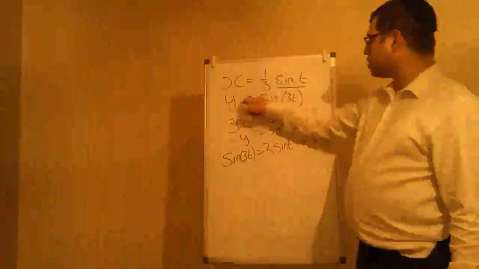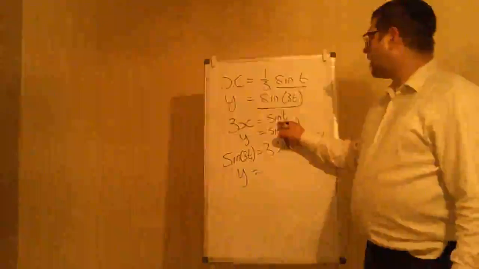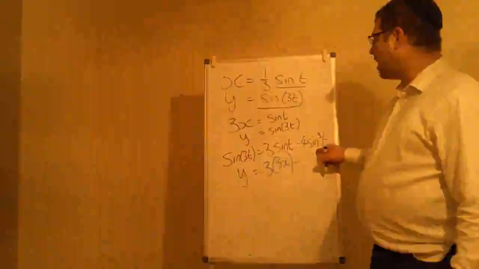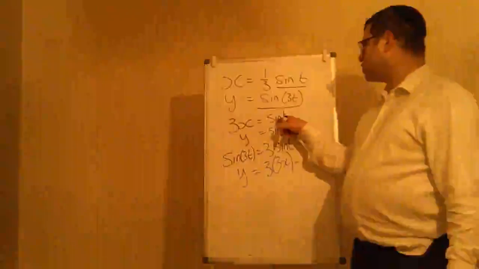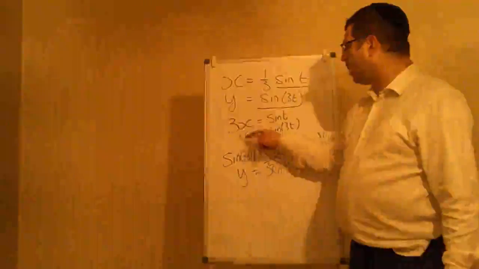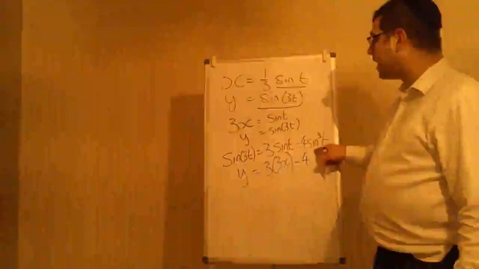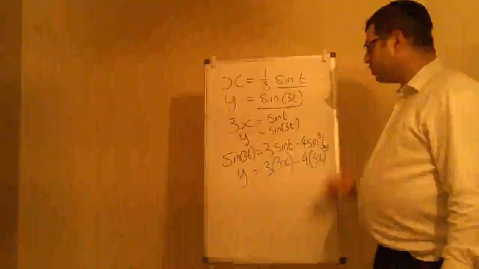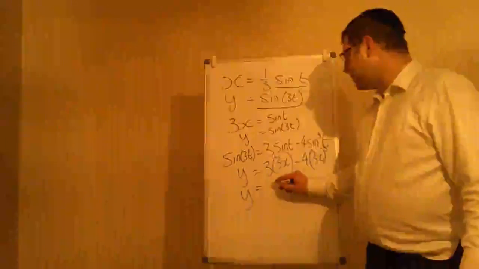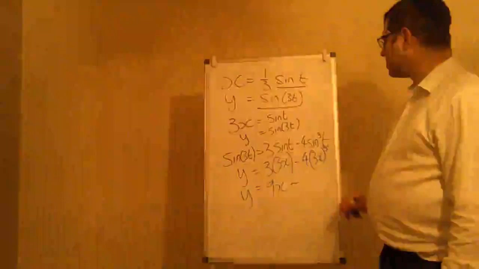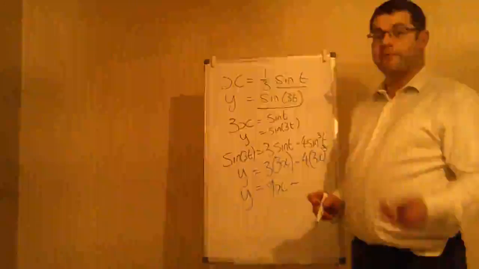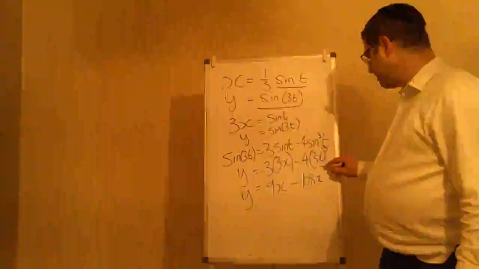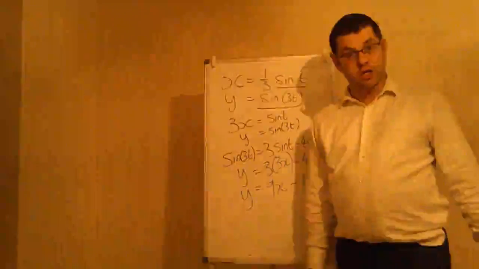Sine 3t is just y. Sine t is 3x, therefore you've got 3 multiplied by 3x. Sine cubed, well I know sine cubed is just the cube of sine t. Just be careful, you've got to cube the whole thing. So it's 4, the cube is on the sine only, it's not on the 4. So it's multiplied by 3x cubed. That becomes 9x minus 4 times 3 cubed. That's 4 times 27. That's 108. That is a Cartesian equation.